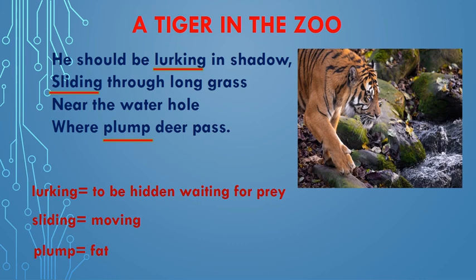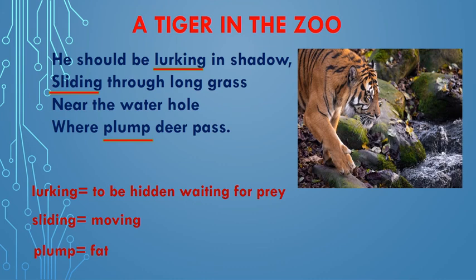In the second stanza, the poet explained how the tiger in the jungle should be lurking in the shadow, sliding through long grass. Generally, the tigers hide in the long grass. Lurking means to be hidden, waiting for prey. Yes, if a deer is coming, if an elephant is coming, immediately it starts hunting. So it's simply sliding or moving through long grass near the water hole where plump deer pass.